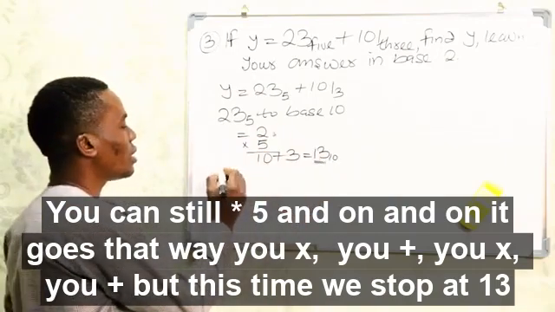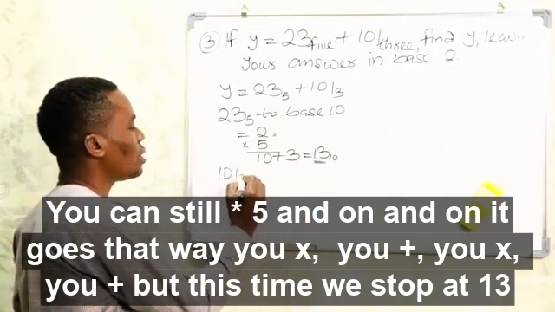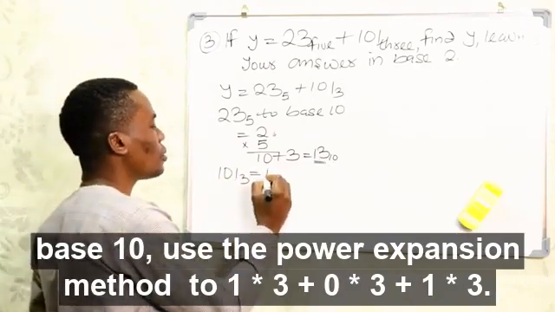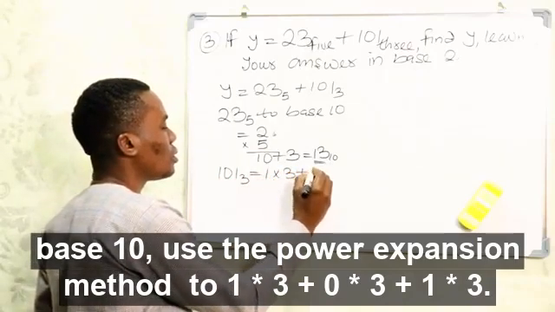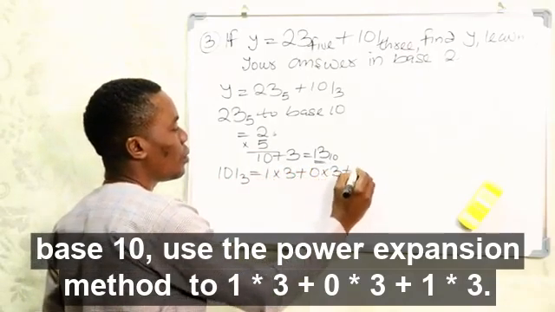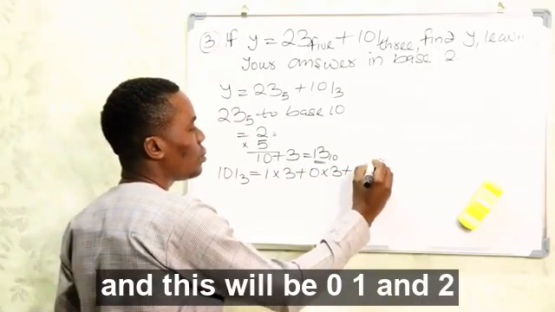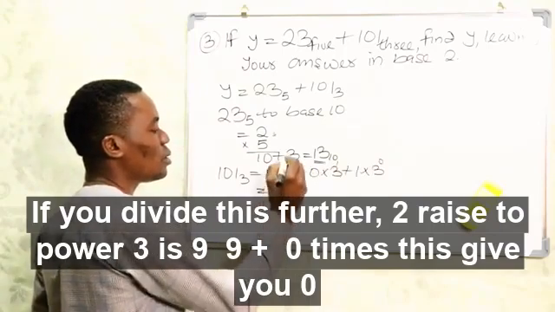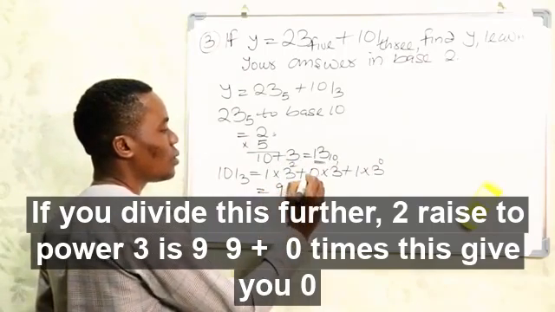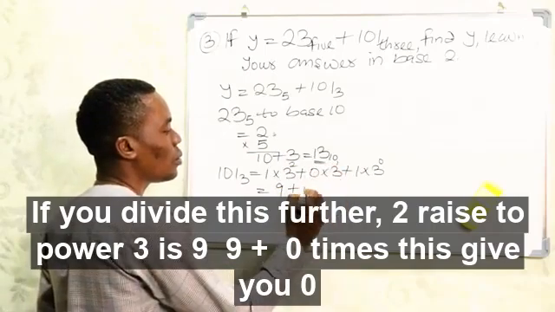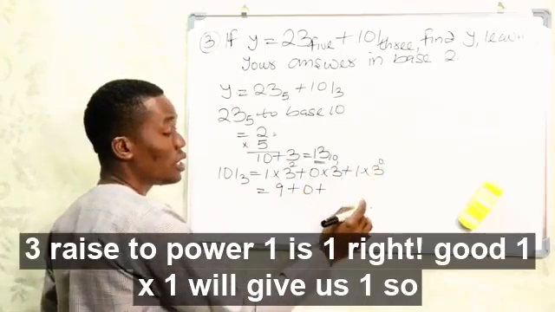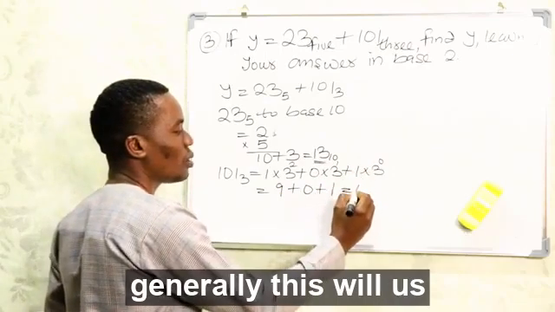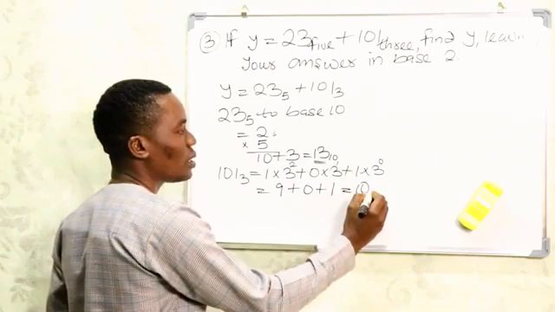Now let's look at converting 101 base 3 into base 10. Now we'll use the power expansion method. That will give us 1 times 3 plus 0 times 3 plus 1 times 3, and the powers will be 0, 1, and what? 2. 3 raised to power 2 is 9. 9 plus 0 times this will give you 0. Plus 3 raised to power 0 is 1, right? Good. 1 times 1 will give us 1. So generally, this will give us 10 base what? Base 10.